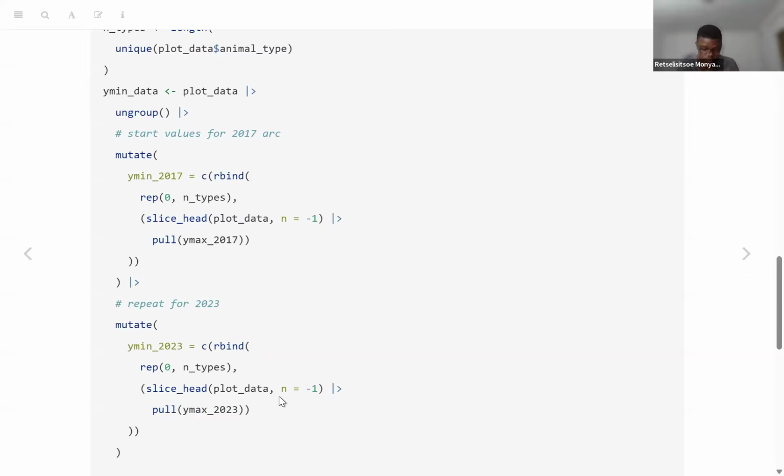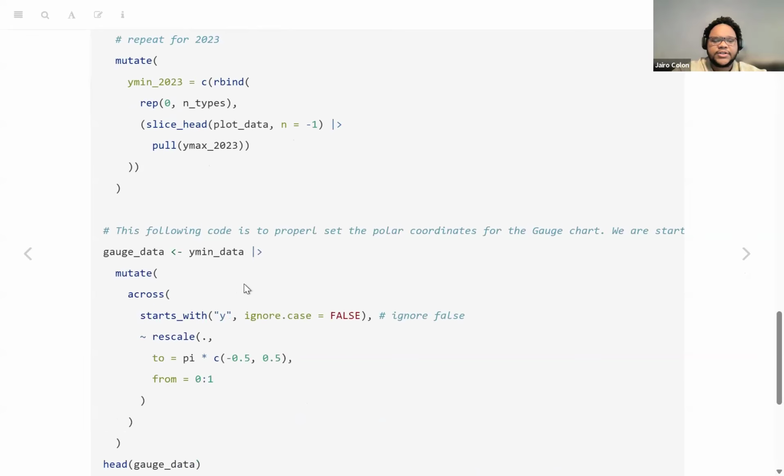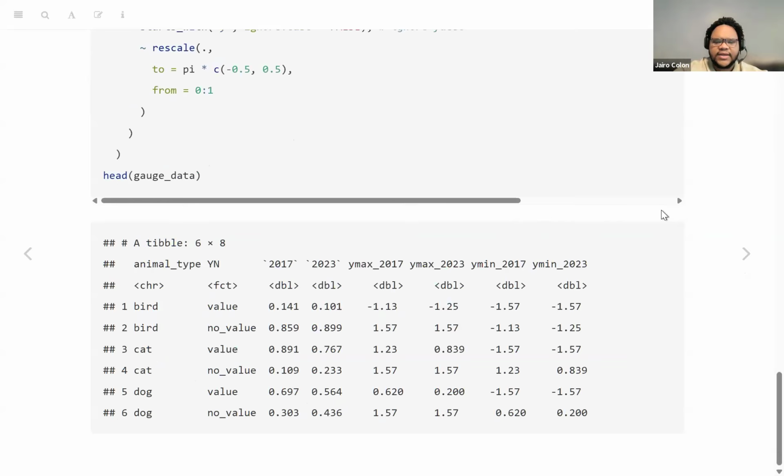This, if I'm remembering correctly, is just some big data manipulation to pull specific rows and slices of the data to set those as the starting points for the gauge chart. And then this is what the data set ends up looking like. So again, animal category, whether it's value, aka progress being made towards the goal, or no value, which is the progress missing. These are the actual values that will be plotted. That's how much is missing. This is the maximum. And then these are the minimum, which is essentially where they're going to be starting.